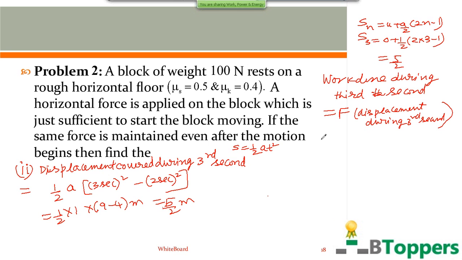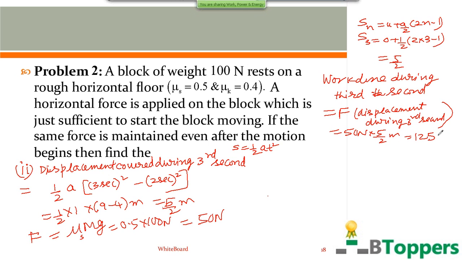Magnitude of the force applied by the agent on the body, we have discussed earlier, is equal to F equal to mu mg. Here mu is 0.5, mg of the block is 100 newtons. So that is 50 newtons. So 50 newton into 5 by 2 meter. That is 125 joules.